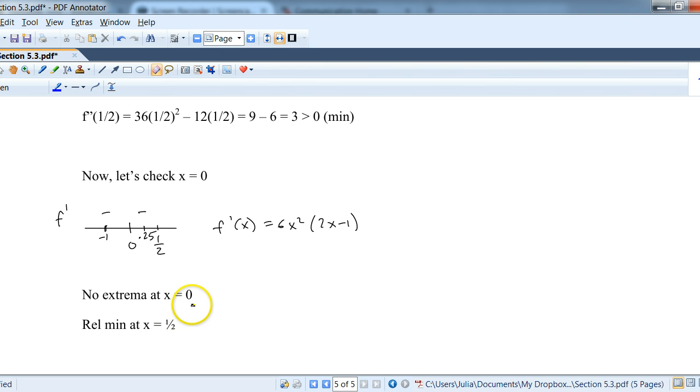And again, we can find y values by plugging them back into the original function. And that's it for this section.